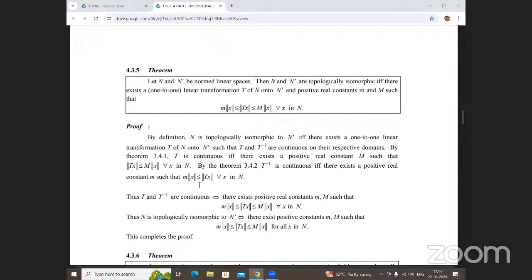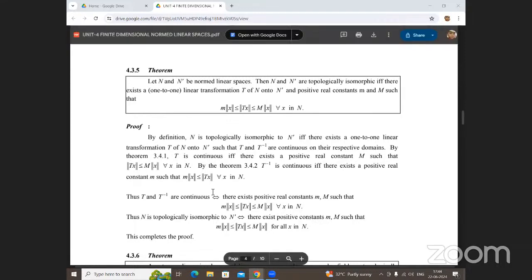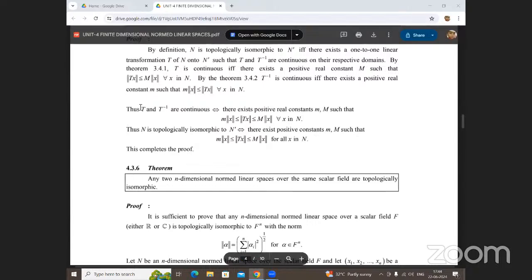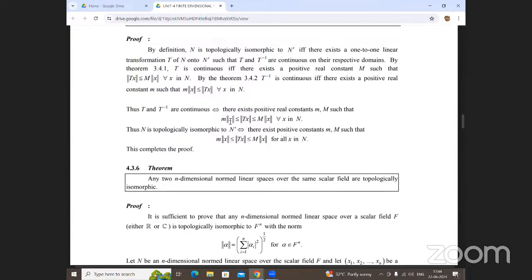So that is M into norm x less than or equal to norm Tx, for all x belonging to capital N. So given both transformations, T and T inverse, both are continuous. There exists positive real numbers small m and capital M such that norm Tx lies between small m and capital M times norm x. Now that is the if and only if condition.